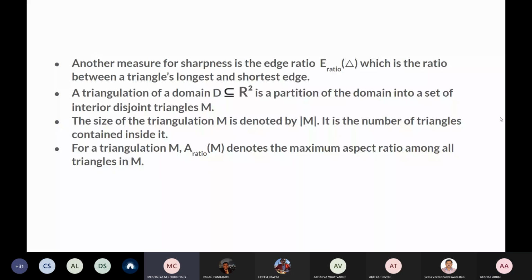Another measure for sharpness is the edge ratio, E ratio delta, which is the ratio between a triangle's longest and shortest edge. A triangulation of a domain D, which is a subset of R squared, is a partition of the domain into a set of interior disjoint triangles M. The size of the triangulation M is denoted by mod of M, which is precisely the number of triangles contained in it. For a triangulation M, A ratio M gives the maximum aspect ratio among all triangles present in M. Next slide.